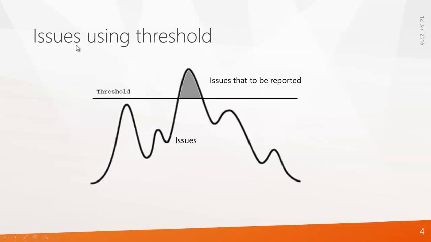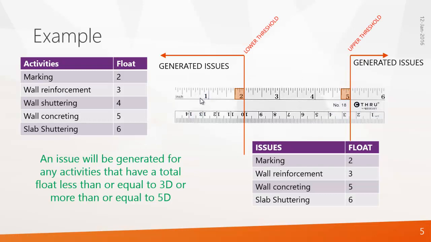And there is one more option in Primavera, that is creating issues using thresholds. In a project there will be a lot of issues, ups and downs, and you can set a lower threshold value and an upper threshold value in Primavera. So whatever comes over the threshold will be generated as an issue. So that is creating issues using thresholds.